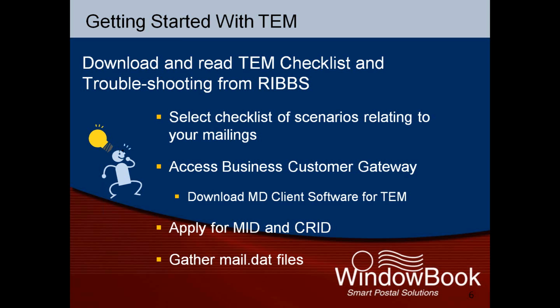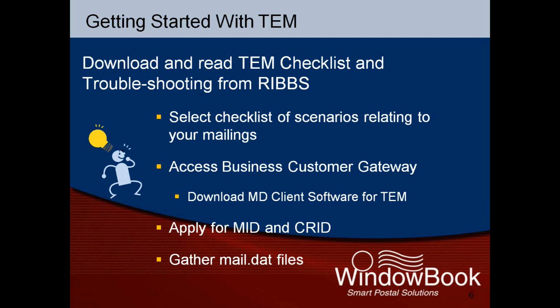So, how do mailers get started with TEM testing? Well, the first thing that we recommend that mailers do is to go to the Postal Service's RIBS website and download the TEM Checklist and Troubleshooting document. Mailers should read this document to understand more about the various TEM testing scenarios and to be able to select the checklists that match the types of mailings that you do. The more different types of mailings that you do, the more extensive your TEM testing process will be.